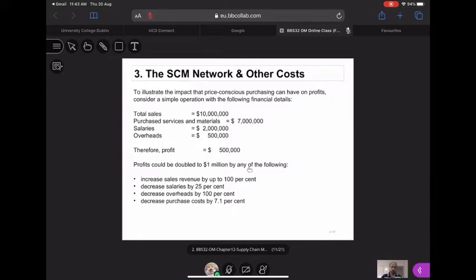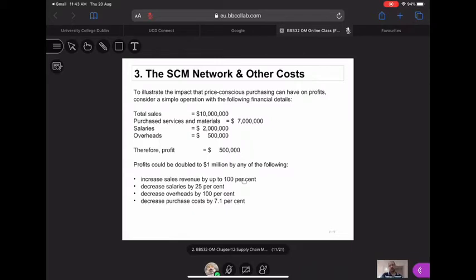Or another way companies can increase the profit to $1 million is to decrease overhead by 100%. Maybe this overhead is too much, 500,000. Maybe some of this overhead I try to put into other and try to make this into zero. If I'm able to make this into zero, then of course this comes over here, my profit will become $1 million.